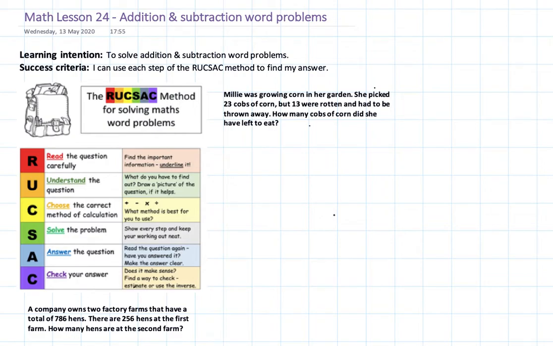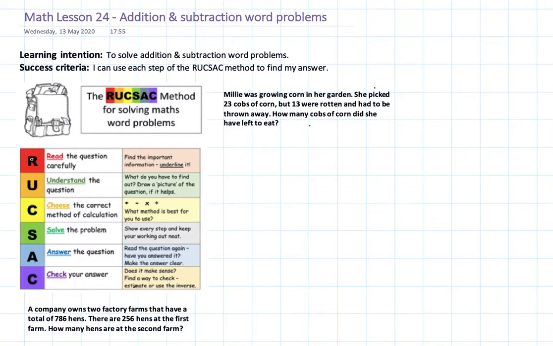Today we are going to look at addition and subtraction word problems. So our learning intention, or our goal, is to solve addition and subtraction word problems, and we are going to know that we've succeeded by using each step of the rucksack method to find your answer. Okay, so we are going to use this method here to help us out with these questions.